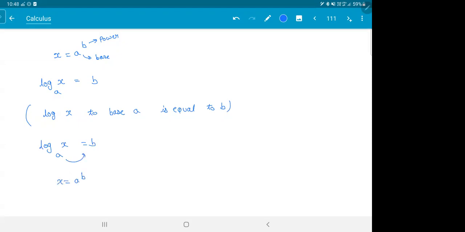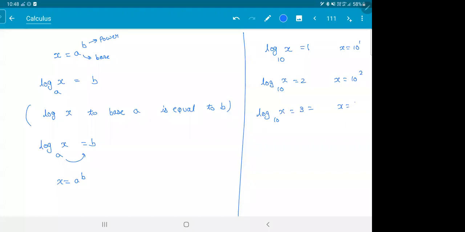So indirectly, what you're studying is powers. That is, if log x to the base 10 is 1, you're saying basically x is equal to 10. When you say log x to the base 10 is 2, you're basically telling x is equal to 10 square. So you represent 100 with log 2. If someone gives you log x to the base 10 is 3, you're saying x is 1000. Now, what is the use of this?